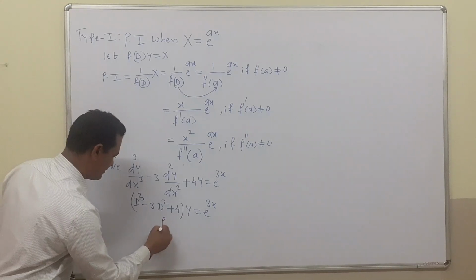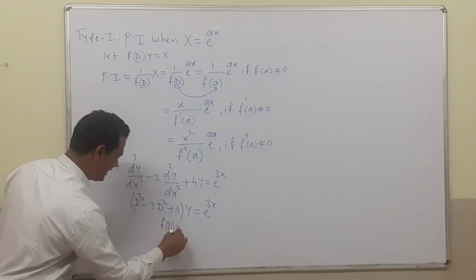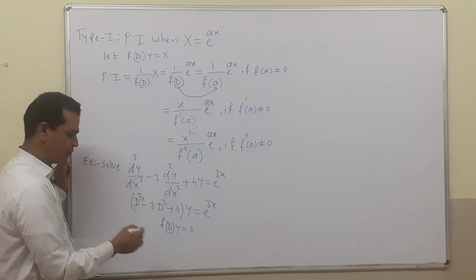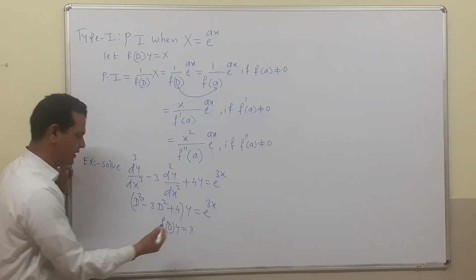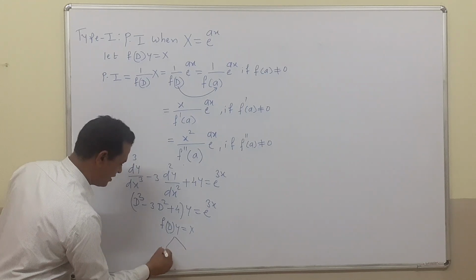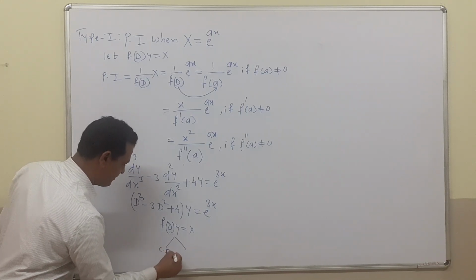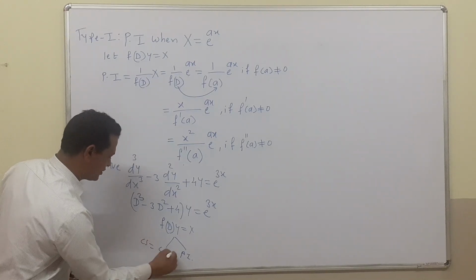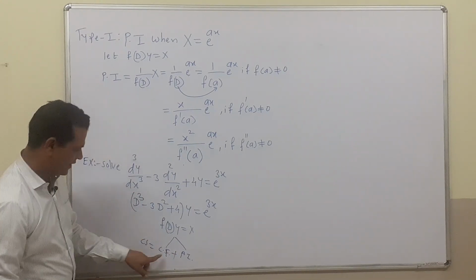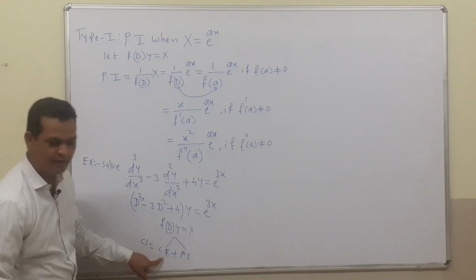So this equation is of the type f of d times y is equal to capital X, where f of d is equal to d cube minus 3d square plus 4. This is the value of f of d, and this equation has two types of solution. One is called complementary function and second is called particular integral. So complete solution is the sum of these two solutions. So let's find out the first solution, that is called complementary function.